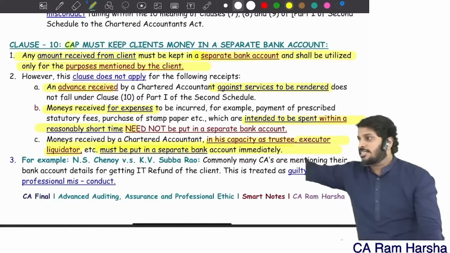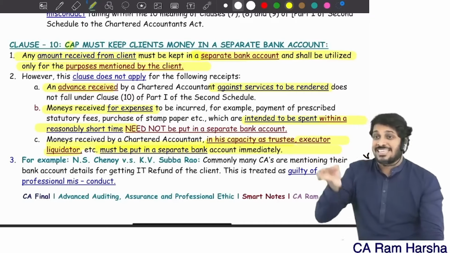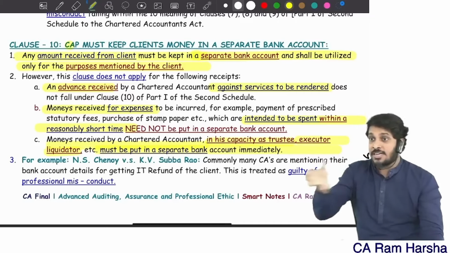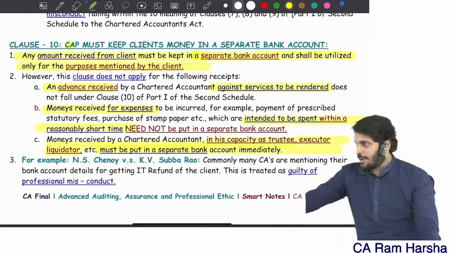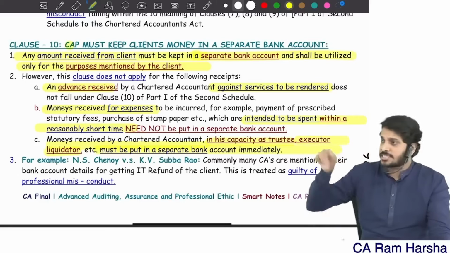Then clause number 5, 6, 7 is pending. Clause number 5, a CA is prohibited to secure professional business, other than as an employee or partner, by any means not open to a CA. What are the means not open to a CA? Clause number 6, clause number 7 deal with them.